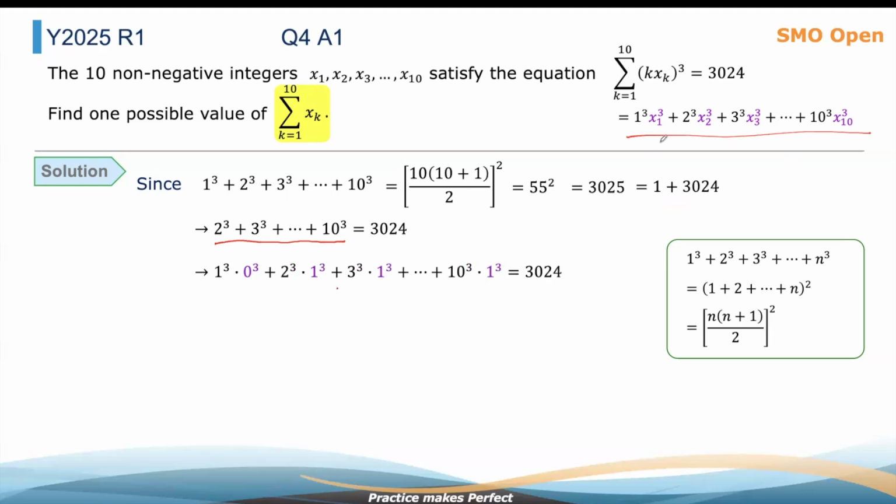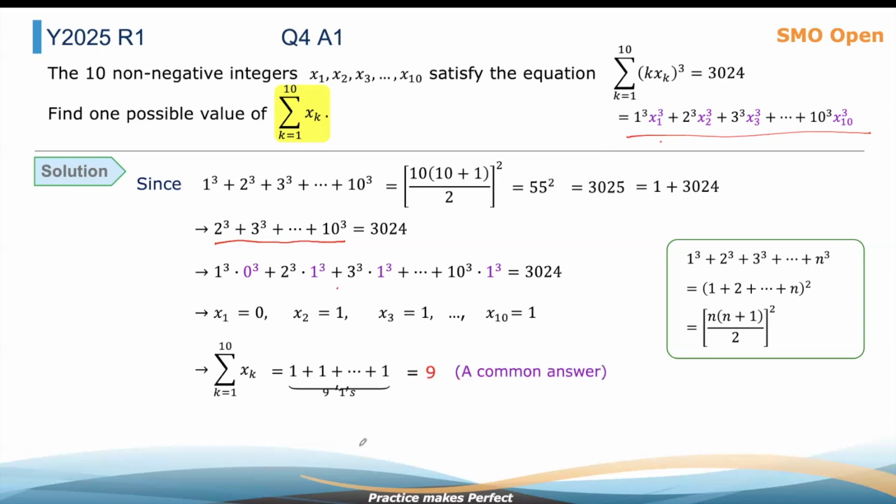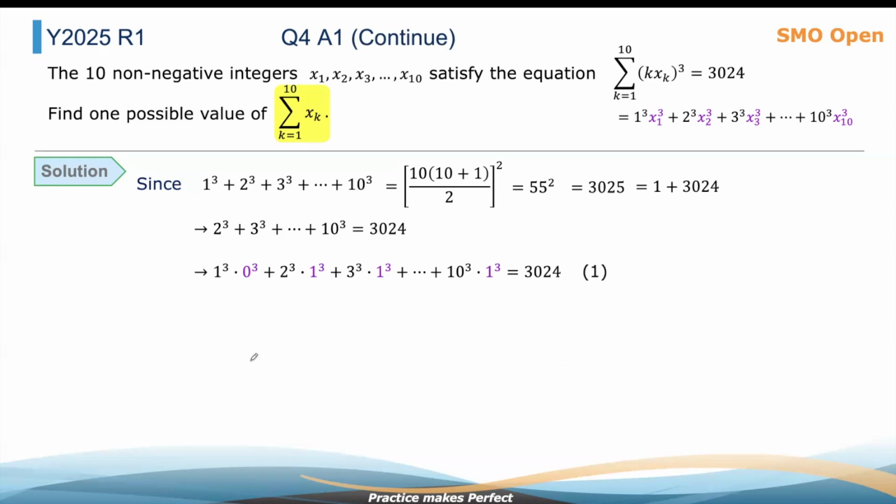Compare these two sums, we can get x1 is 0, x2 is 1, x3 is 1, all the way to x10 is 1. So we can get the sum from x1 to x10 equal to 9. This is a common answer. From this sum, we can get one possible value for this question, which is 9.